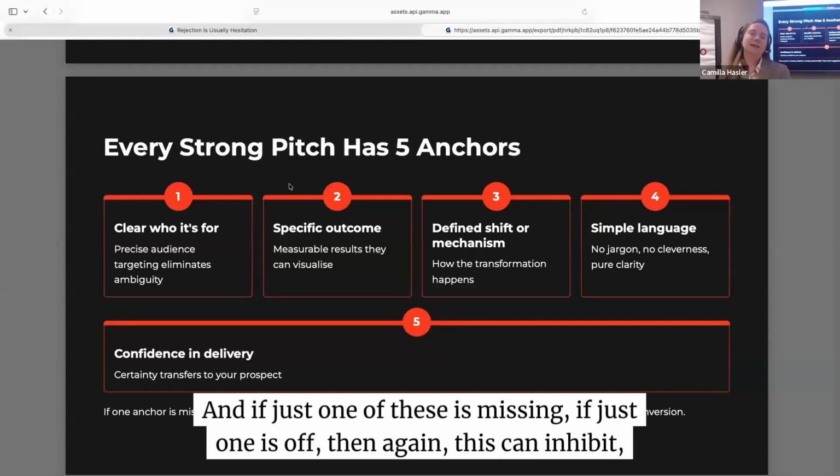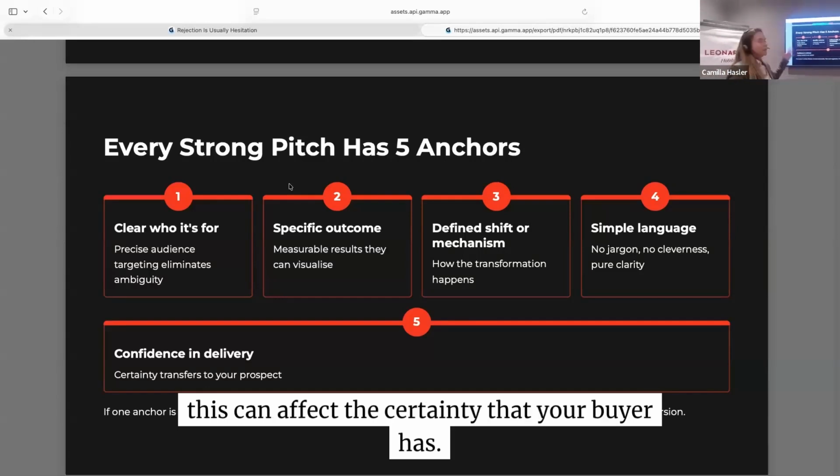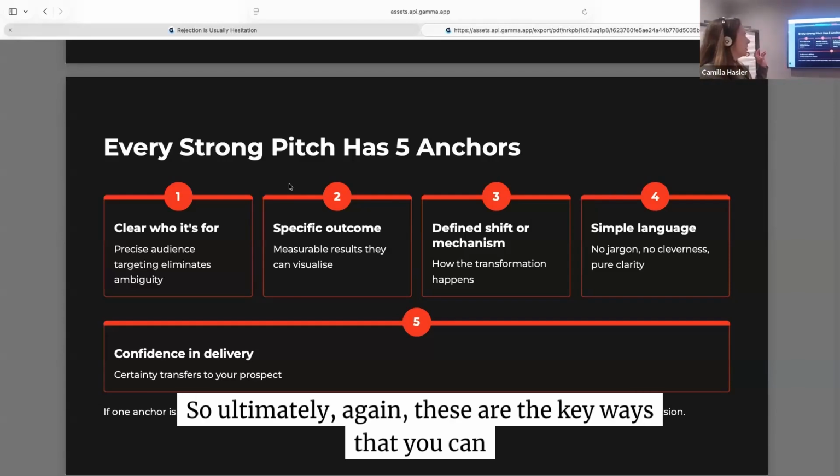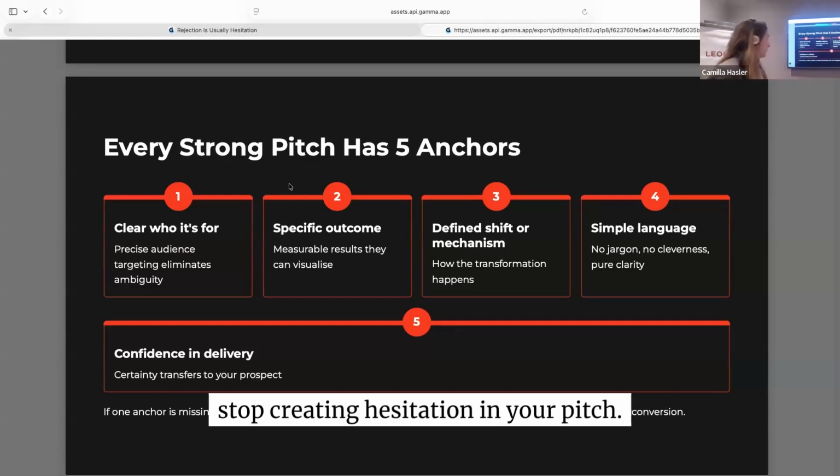And if just one of these is missing, if just one is off, then again, this can inhibit, this can affect the certainty that your buyer has. It can affect the clarity, it can affect the all-important sales and the outcome. So ultimately, these are the key ways that you can stop creating hesitation in your pitch.